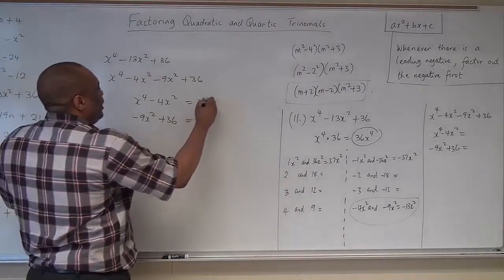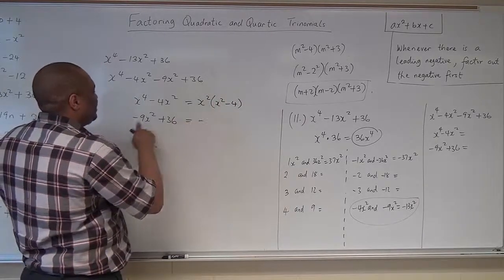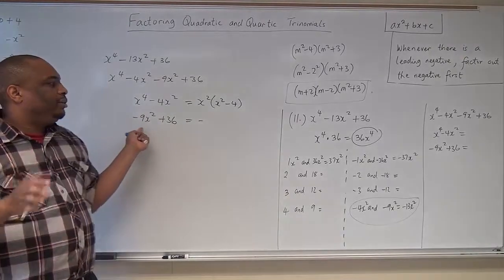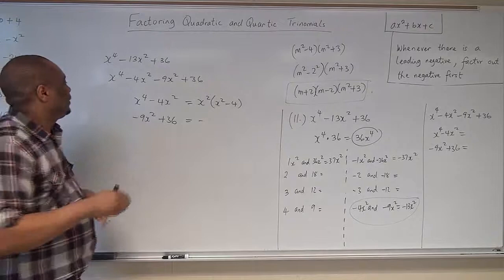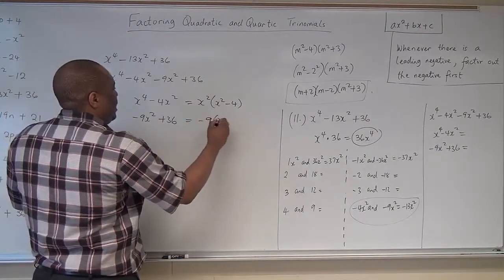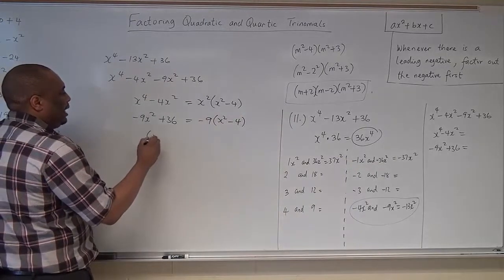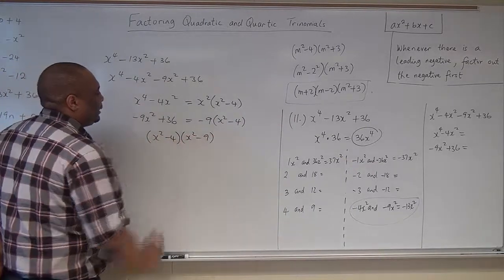So this is x squared minus 4. And this is minus, you have to factor out the leading negative when you have one. Negative 9, x squared minus 4. So what I got is x squared minus 4 times x squared minus 9.